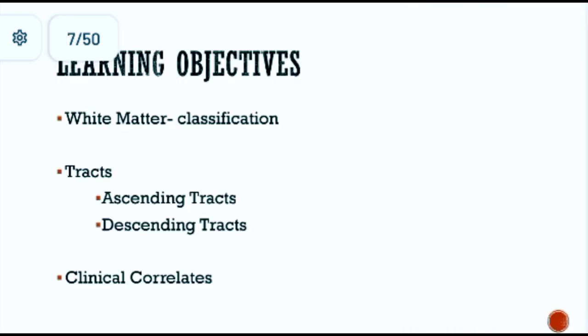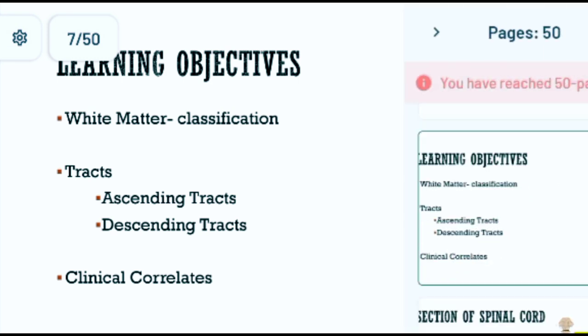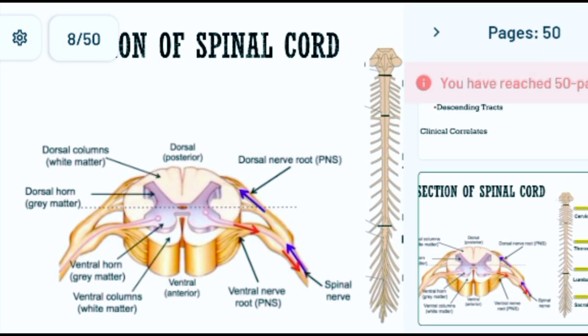So what are we going to focus on in this video? We talk about the white matter and also the classification. So these are simply basics, okay? And then after that, we are going to go to the main focus, the main area of our video. So we're going to talk about the tracts, both the ascending tracts as well as the descending tracts. Then also talk about the clinical implications or clinical correlations. Let us dive into it.